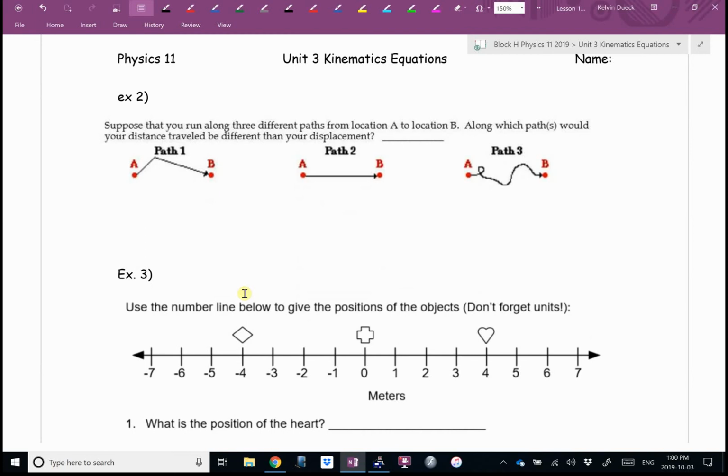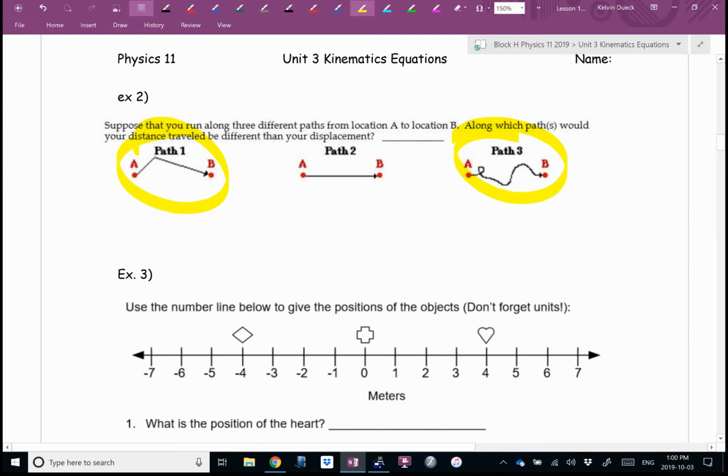Carter, did you say it or not? Oh, sorry. Path 2, because your distance would be that and your displacement would be that. So that's not what the question is asking. The question is asking which ones are different. So not path 2, but path. Those have different distances and displacement.